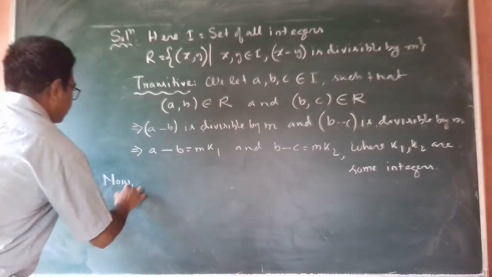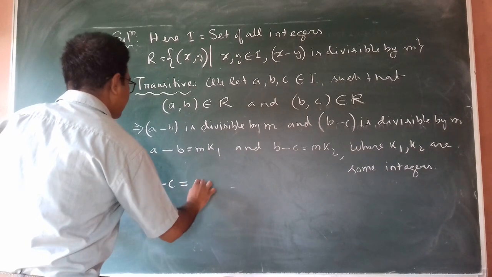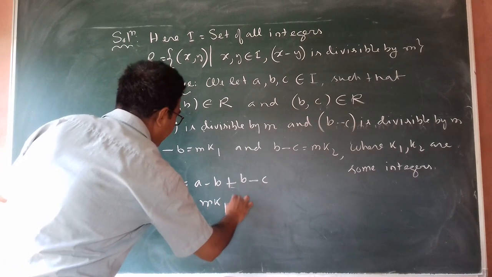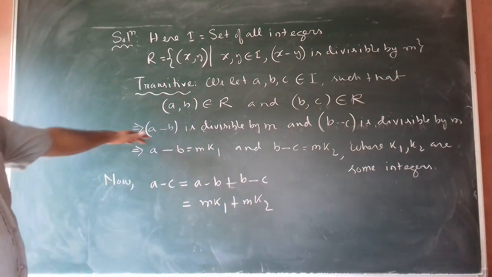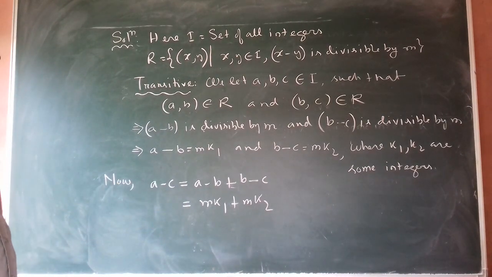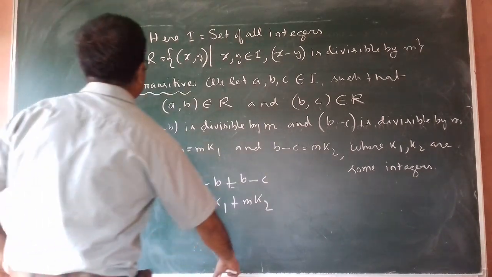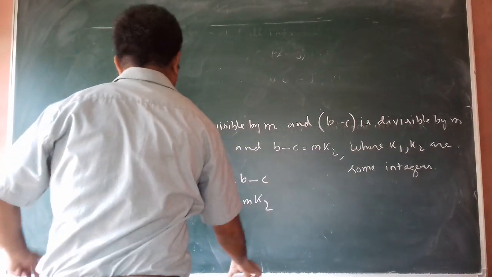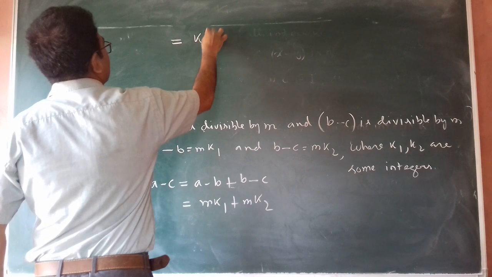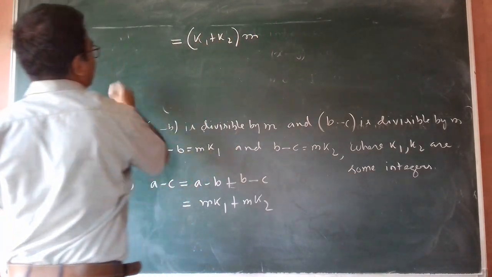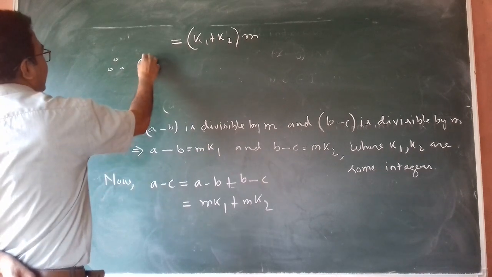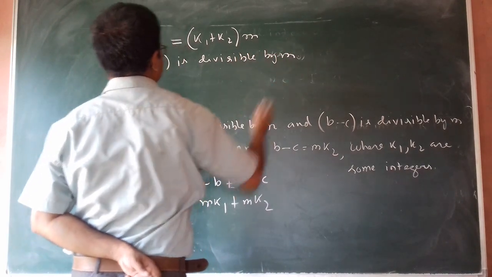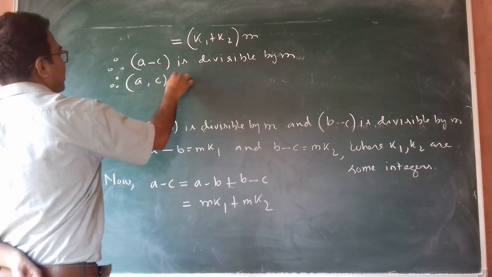Now a minus c is equal to (a minus b) plus (b minus c). This implies mk1 plus mk2, which is m times (k1 plus k2). So we can easily conclude that a minus c is divisible by m. Therefore, (a, c) belongs to R.